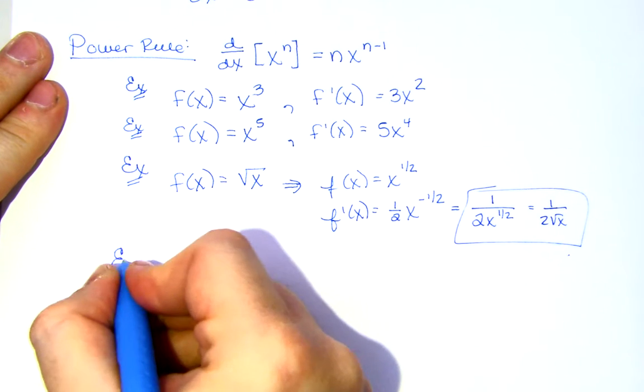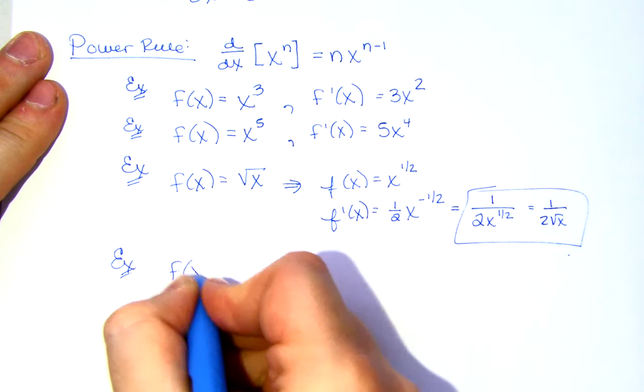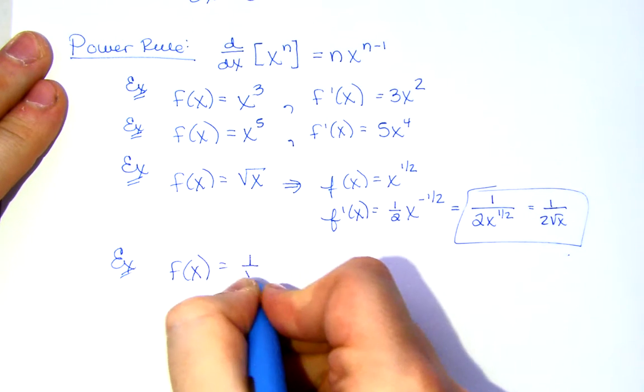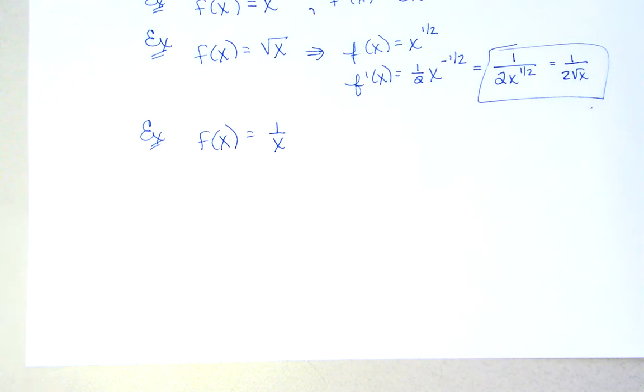Next. F of x equals 1 over x. I want to find the derivative of that. You know very little right now about derivatives. I will tell you there is a quotient rule for derivatives that is much more difficult than the derivative of the top over the derivative of the bottom. Can't do anything like that.